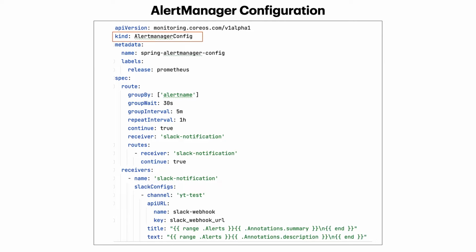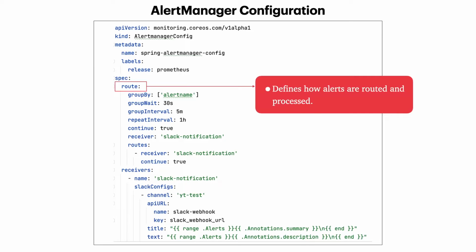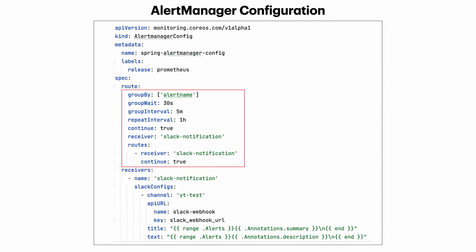First is the kind component. Basically, it specifies the type of resource, so that will be AlertmanagerConfig. Then next is the route section. It is used to define how alerts are routed and processed. It provides a set of rules that specifies how alerts are grouped, processed, and forwarded to the specific receivers.